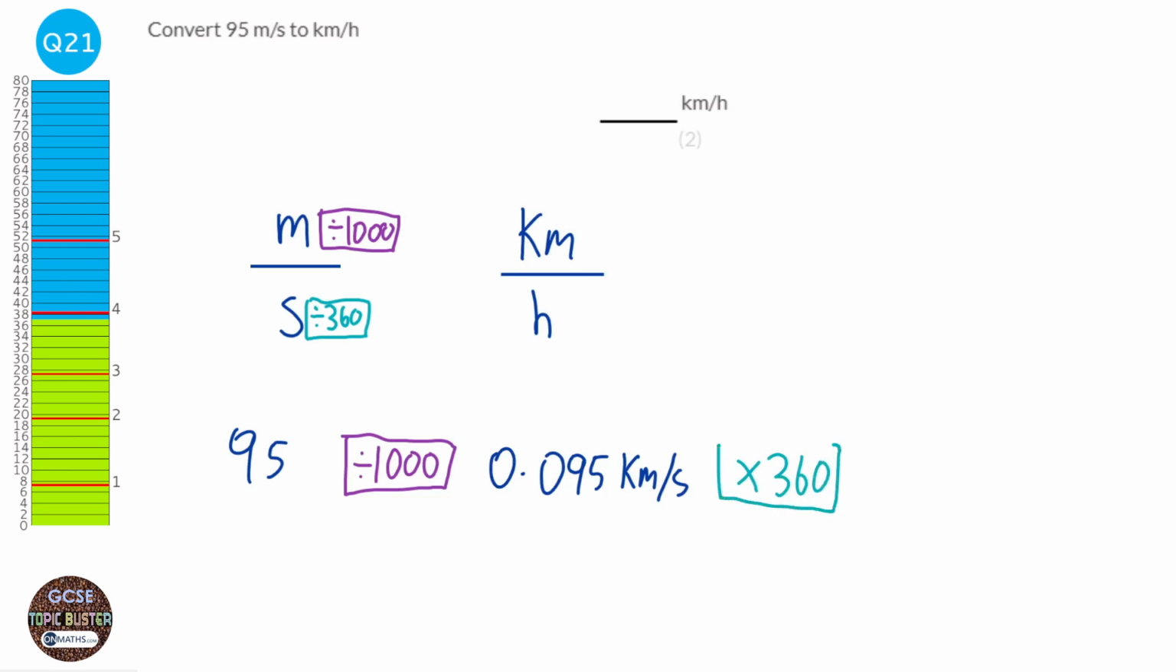So we're going to times the whole fraction by 360. And so we do 0.095 times 360, and you get the answer of 342 kilometers per hour. So our answer is 342 kilometers per hour.